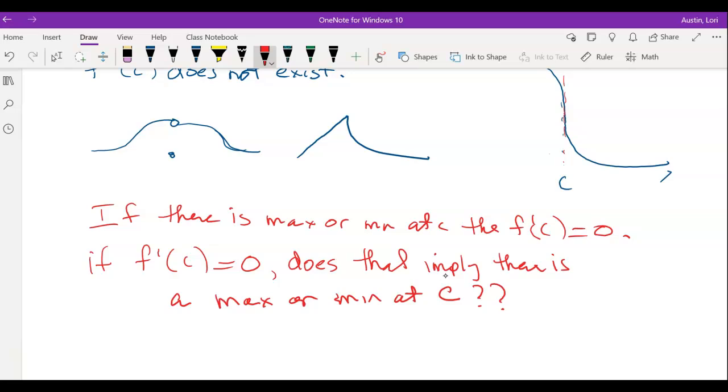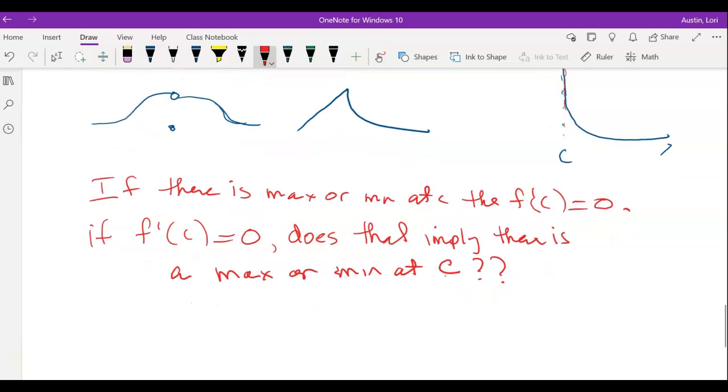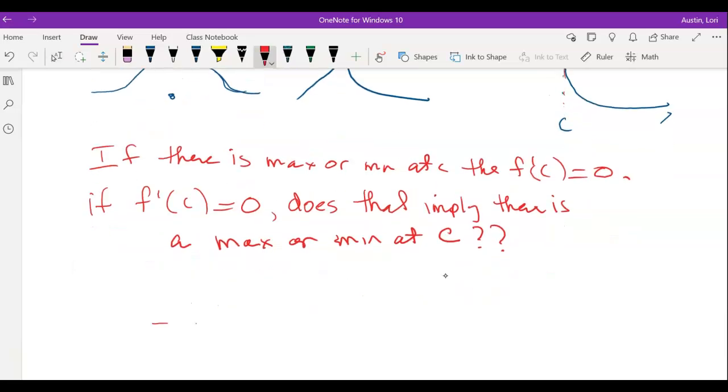In other words, I want a horizontal tangent line. We know horizontal tangent lines occur at a max, right? They occur at a min. Can you come up with something else the graph is doing and still have a horizontal tangent line?